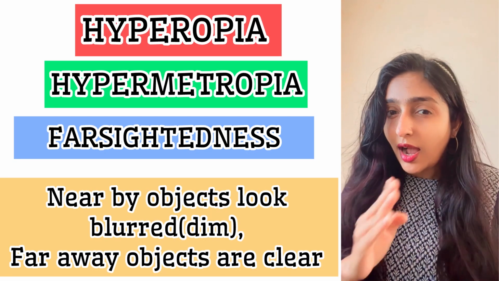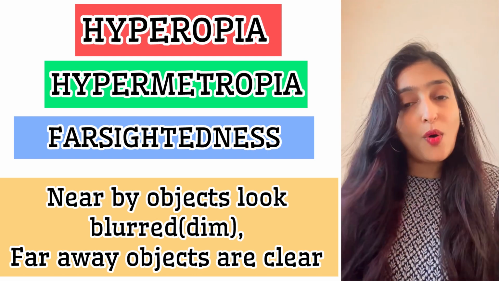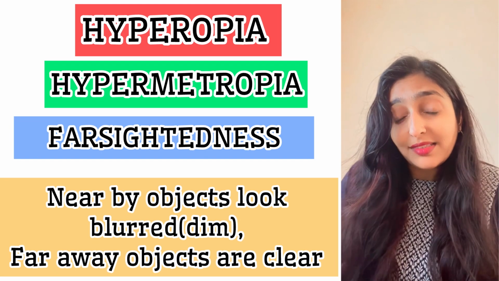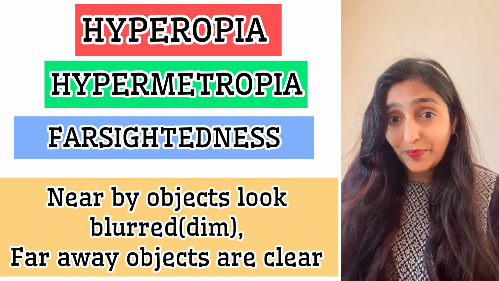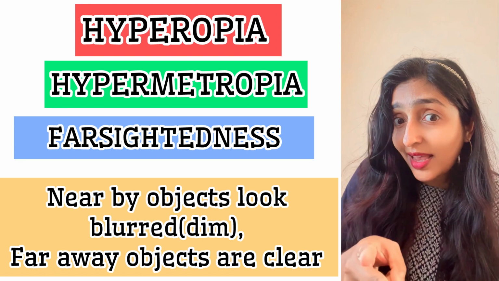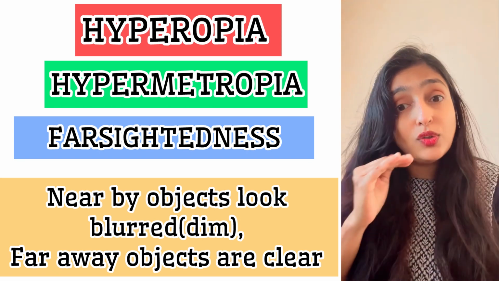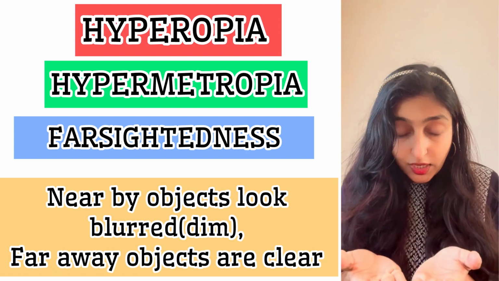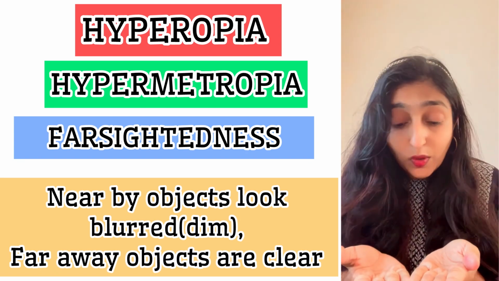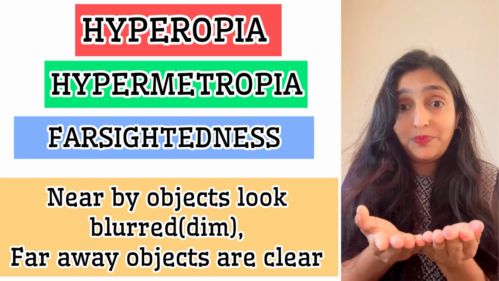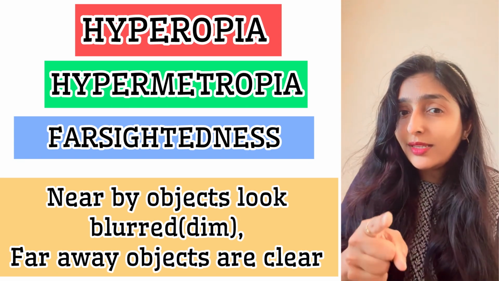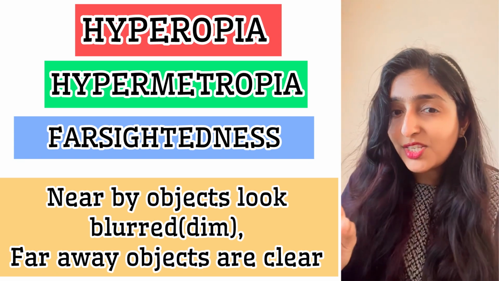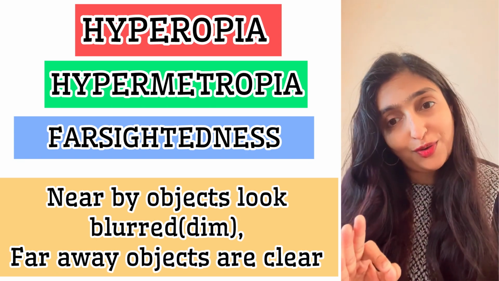Next is hyperopia, also called hypermetropia, also called farsightedness. The word farsightedness itself says that you have the sight of the far, which means nearby objects look blurred, they are very dim. But objects that are located far away, they are as clear as crystal for you.